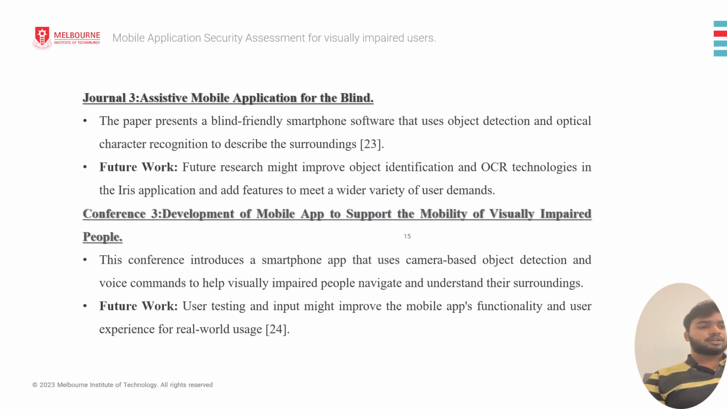Conference 3, development of a mobile app to support the mobility of visually impaired people. This conference paper introduces a smartphone app that uses camera-based object orientation and voice commands to help visually impaired people navigate and understand the surroundings. Future work: user testing input might improve the mobile app's functionality and user experience for real-world usage.